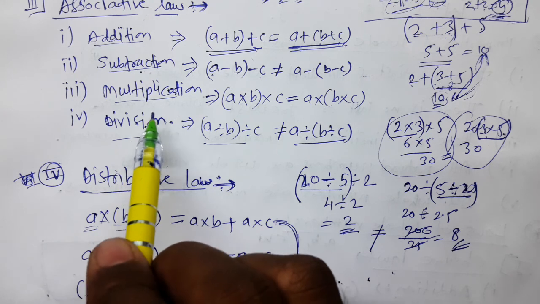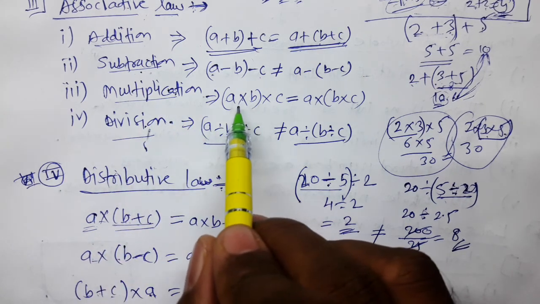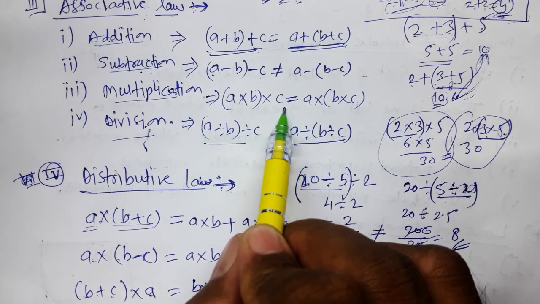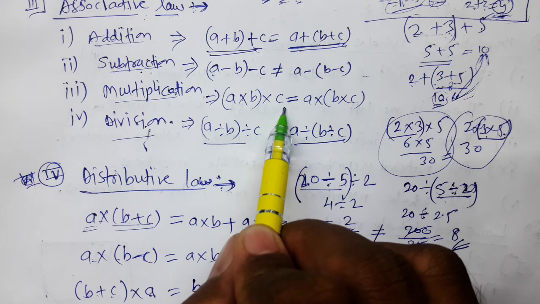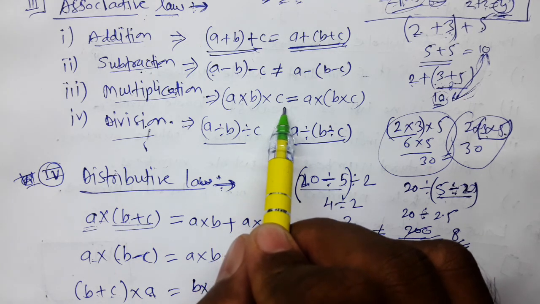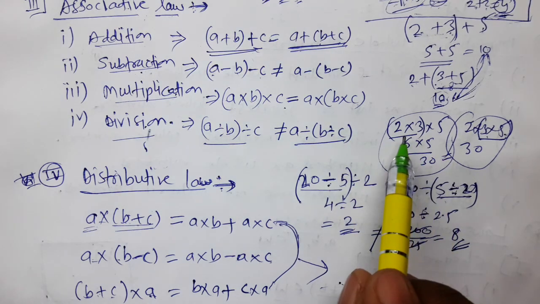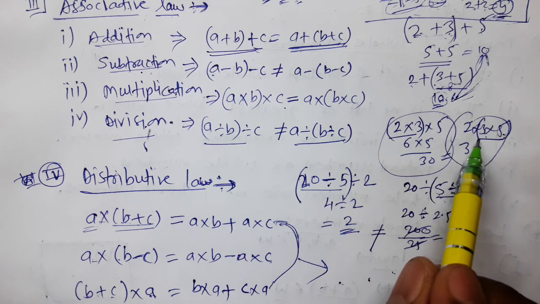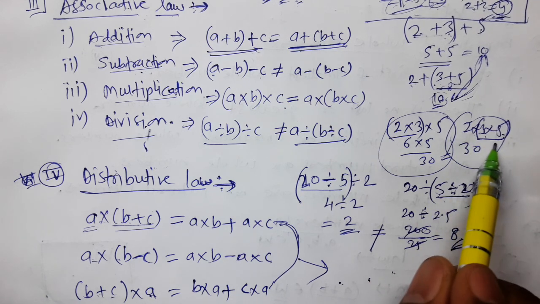Now multiplication. We have to take three numbers A, B and C and multiply them by changing the place of brackets. Let us take one example: 2 into 3 in the first bracket, multiplied by 5. And here, 2 into the bracket 3 into 5.